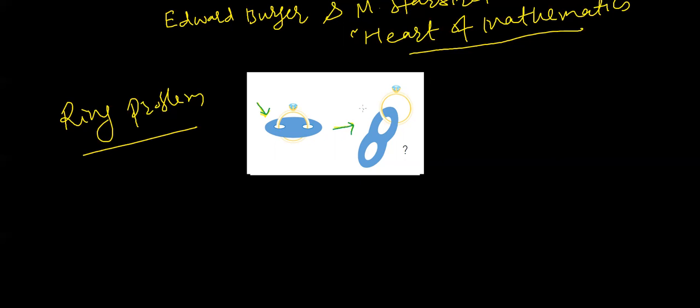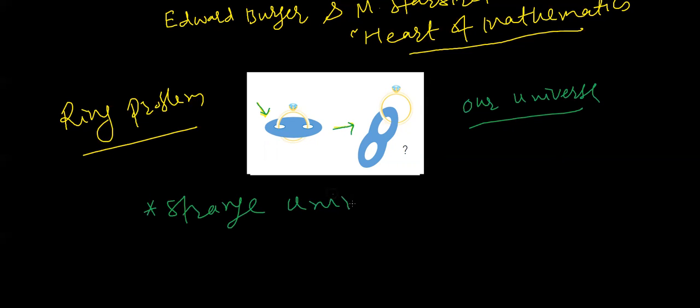Now this seems like a very odd thing in our universe. How can something that is passing through two holes be put into one hole? But imagine that we are talking about a very strange universe, the topological universe, in which everything is made up of extremely flexible materials.